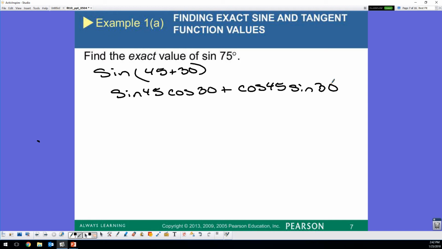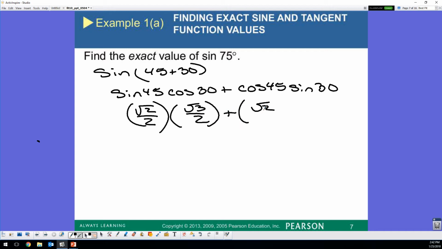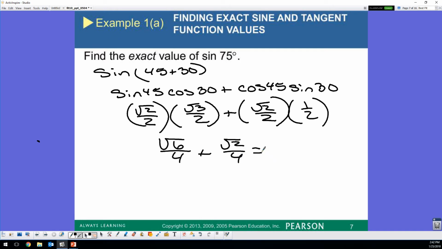Unit circle. Yep, I'm going to get them from the unit circle. So everyone should have that out in front of them. Okay, your unit circle should be somewhere in front of you. So sine 45 is going to give me rad 2 over 2 times cosine 30, plus, very good. Put it together, and my final answer is rad 6 over 4 plus rad 2 over 4.